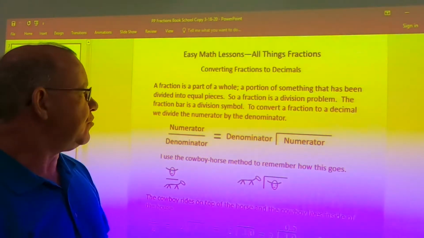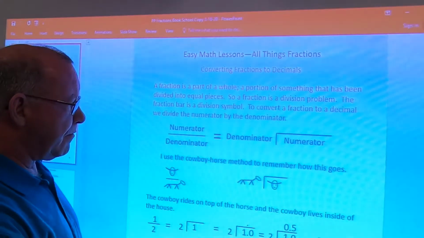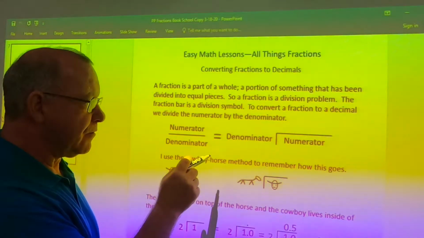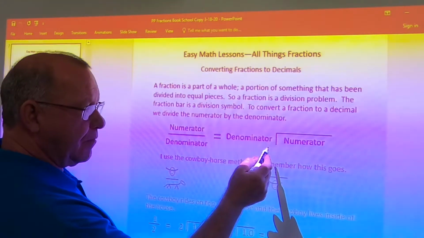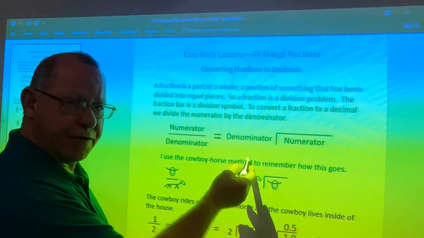To convert a fraction to a decimal, we divide the numerator by the denominator. So to remember this, your numerator is on top, your denominator is on bottom. So we would put the numerator inside of our division box and our denominator on the outside.